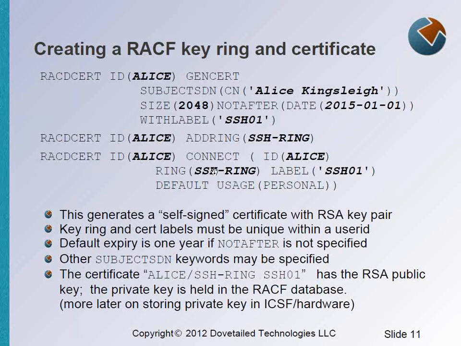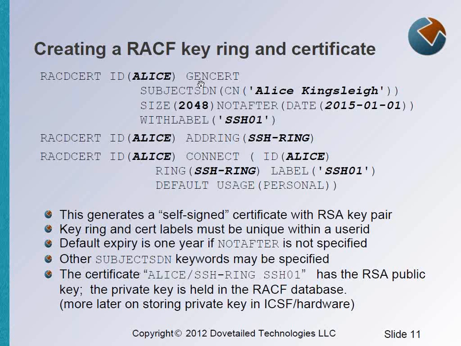Traditionally, and you had to do this up until I think 1.11 of z/OS, you have to create a key ring underneath this user ID. So the name of this key ring has to be unique under this user ID. And then you connect this label, this certificate, to the key ring for this user ID. So these last two things have to do with making a key ring and connecting the certificate to that key ring.